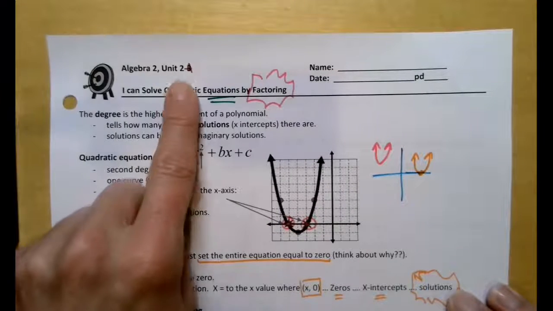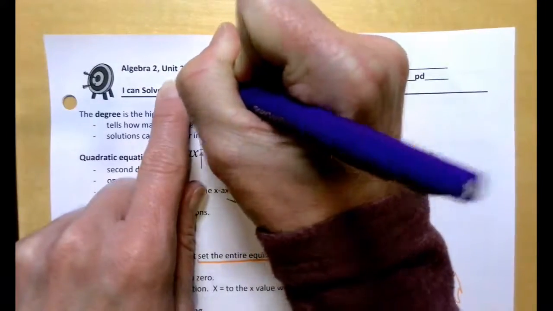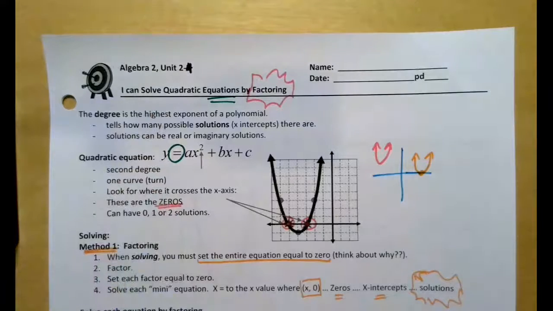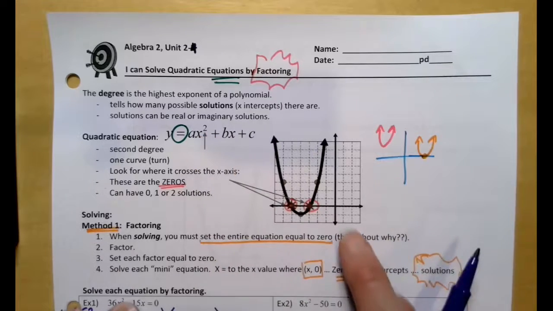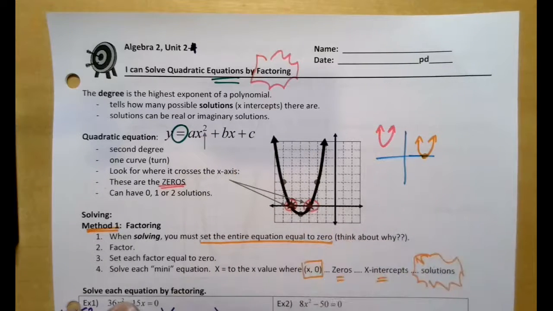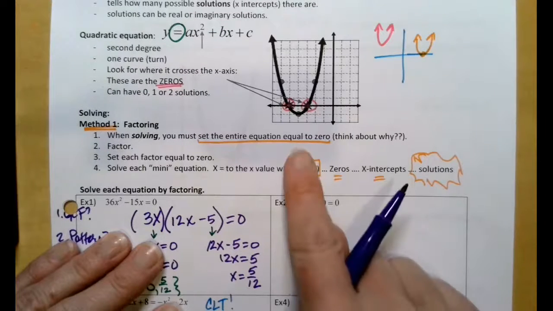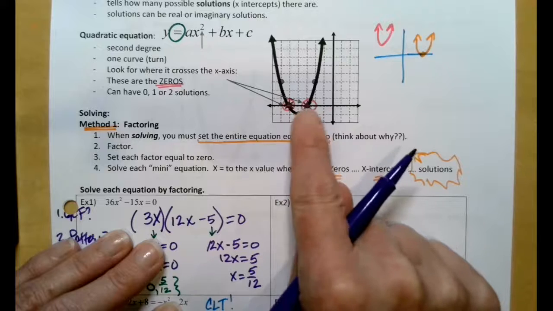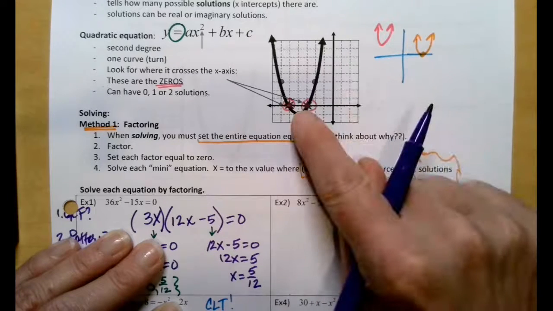Okay, Algebra 2s, let's review Unit 2, now this is supposed to be a 4, where we talk about solving quadratic equations by factoring. So what we're going to do for each of these quadratics, this power of 2 means that there's two potential answers. So when we go to solve it, we set the entire equation equal to 0, because we're looking for where this output is equal to 0? Where does it touch or cross the axis?